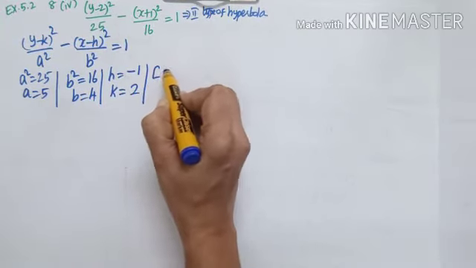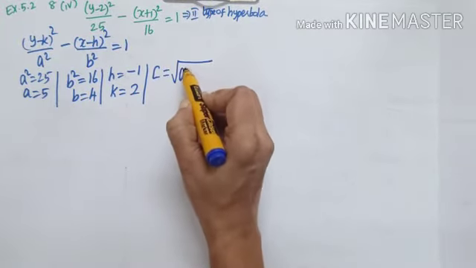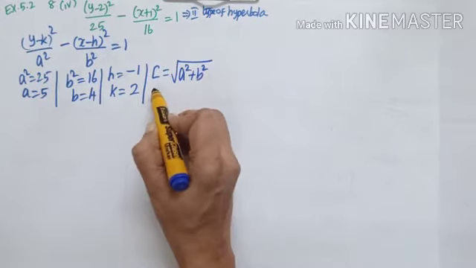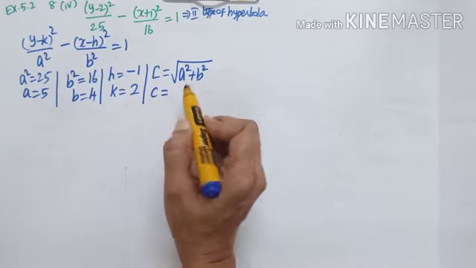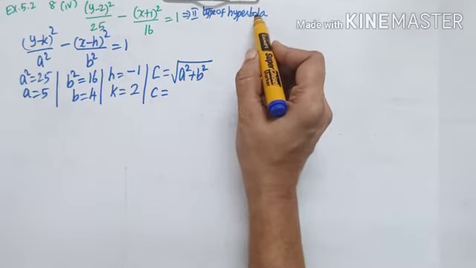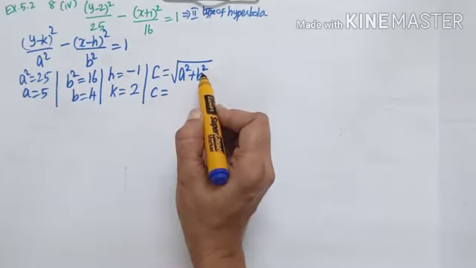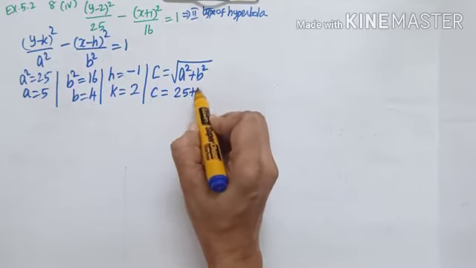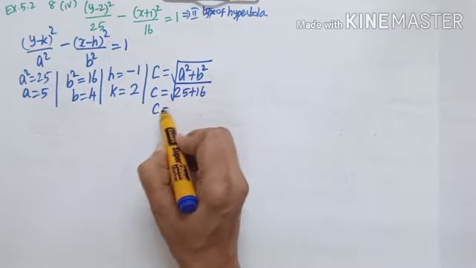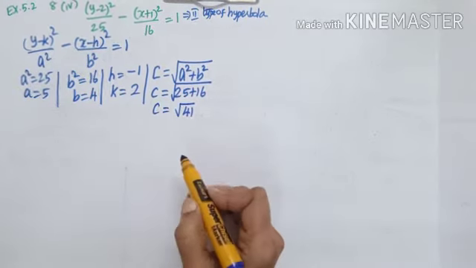Next, I need to find out what is c. That is root of a square plus b square. Remember, in ellipse, it is a square minus b square. In hyperbola, it is a square plus b square. That is 25 plus 16. So C value is root of 41.